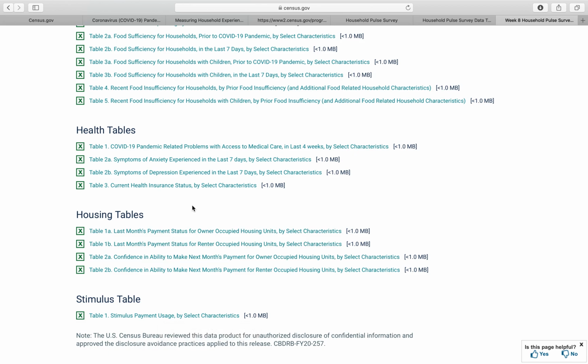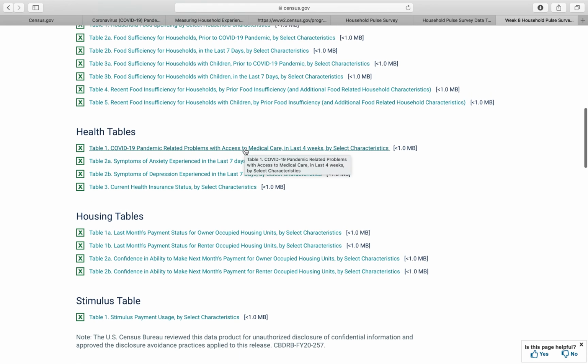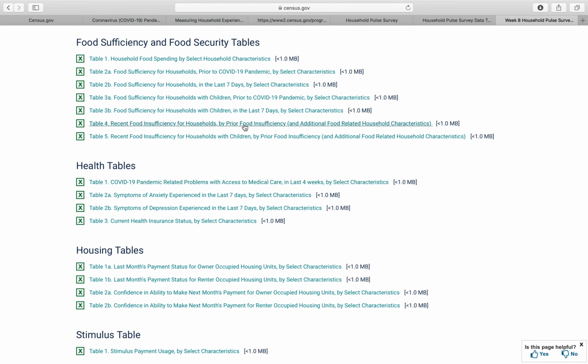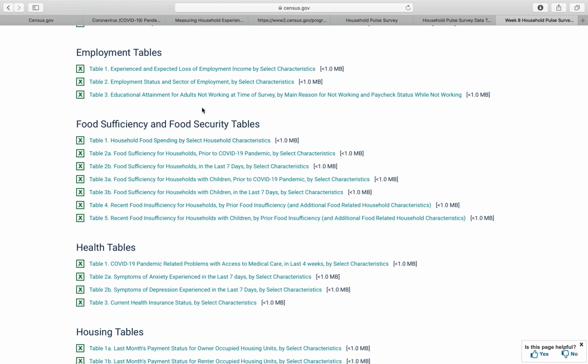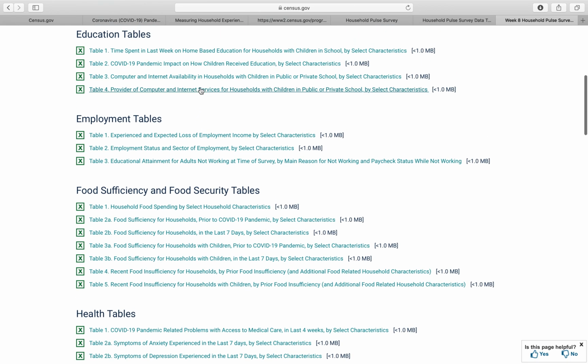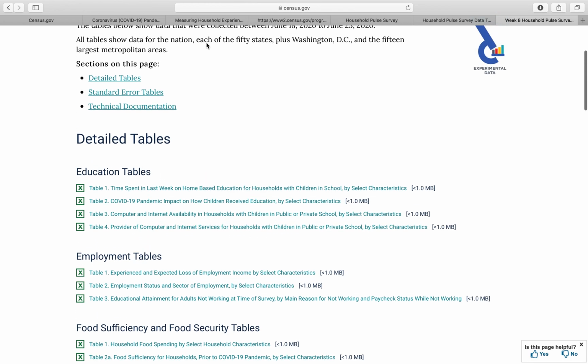And so it's looking at, hey, do you feel like you're going to be confident in being able to pay for your housing? Have you been experiencing depression or anxiety? Have you had problems accessing medical care? Do you have health insurance? Have your children had food insufficiency problems because of the pandemic? How much are you spending on food? Are children getting access to computers? How have children had changes in the access to internet? So there's lots and lots, right? So much information, losses of income.